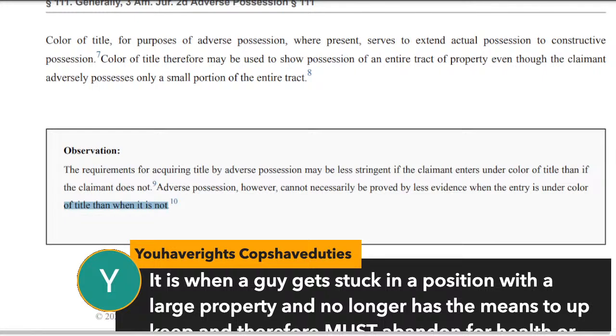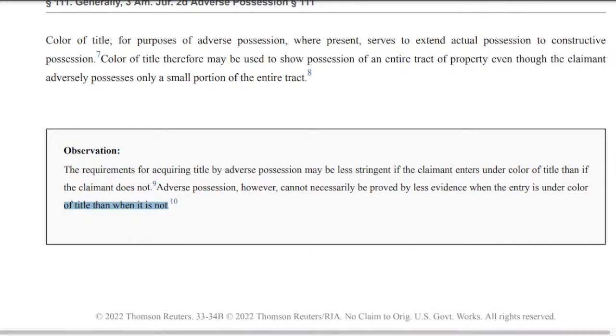Yeah, like when a guy gets stuck in a position with a large property and no longer has the means to upkeep and therefore must abandon the property for health or happy reasons. Right, and then there'll be another. People will come in to maintain and improve and develop that land for posterity.